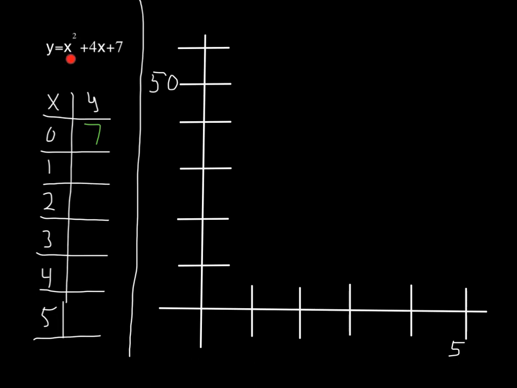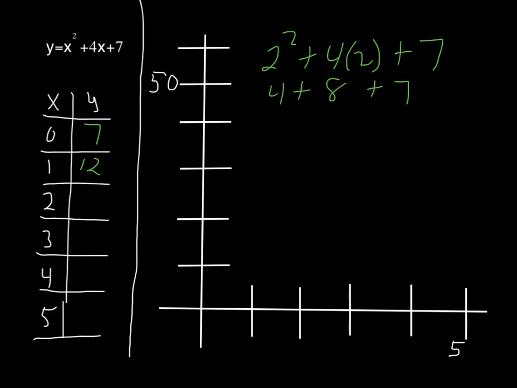And then I'm going to plug in a 1. So 1 squared is 1 plus 4, that's 5, plus 7 gives me 12. And then the next one is 2. So that's going to be 2 squared plus 4 times 2 plus 7. So that's 4 plus 8 plus 7, which looks like 19. And then the next one is going to be 3, so that's 9 plus 12 plus 7. So that's 19 plus 9 looks like 28.